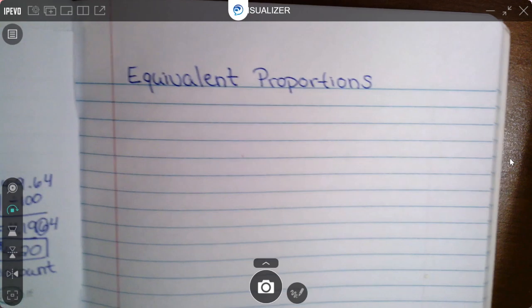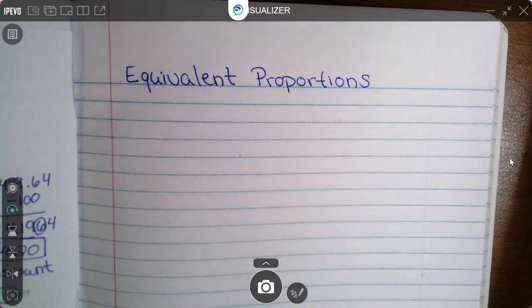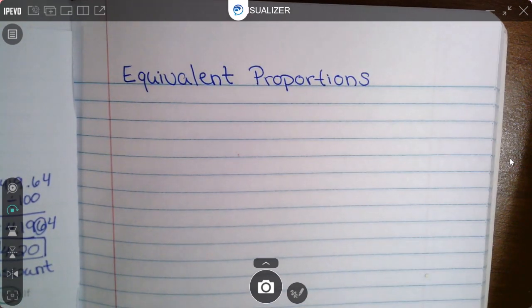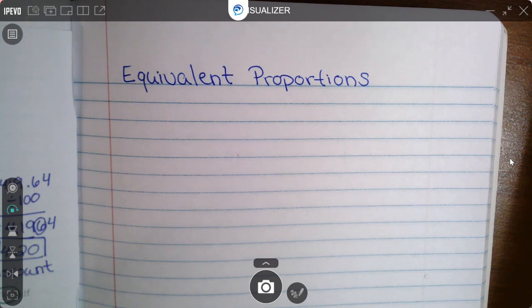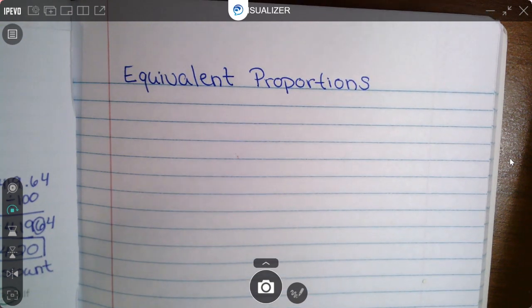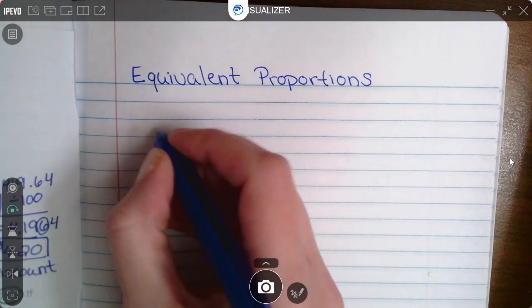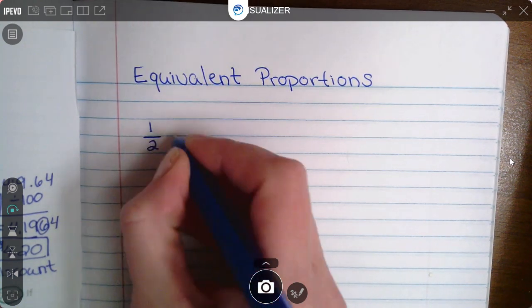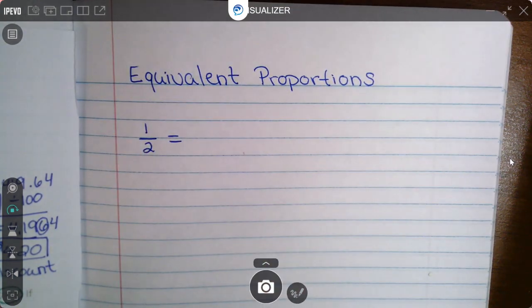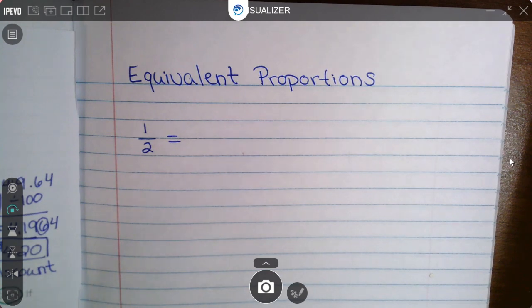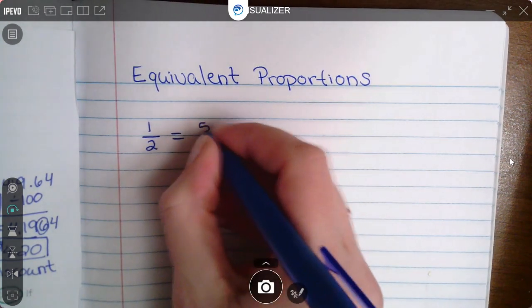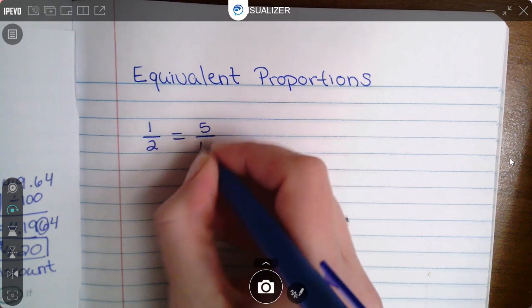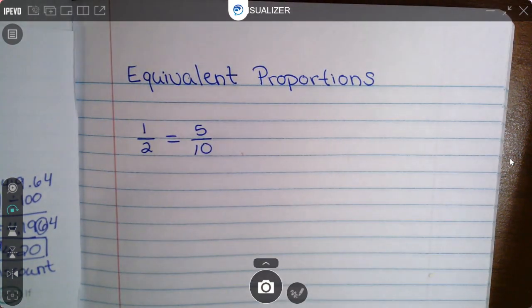So I'm going to start here with an easy fraction. And remember, a proportion is just two fractions set equal to each other. So I'm going to start with an easy fraction like 1/2. I'm going to write 1/2, and I'm going to say that that would be equal to, you could come up with any fraction that would be equal to 1/2, but I'm going to use 5/10 for this example. So 1/2 equals 5/10. That's my original proportion I'm going to start with.